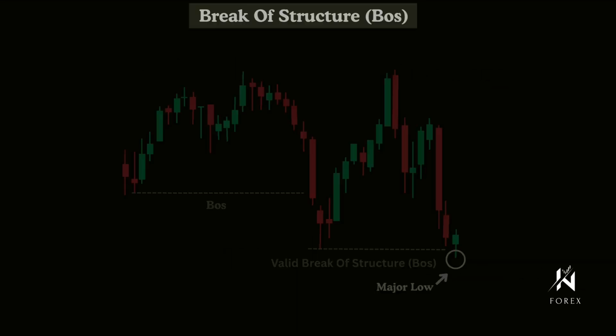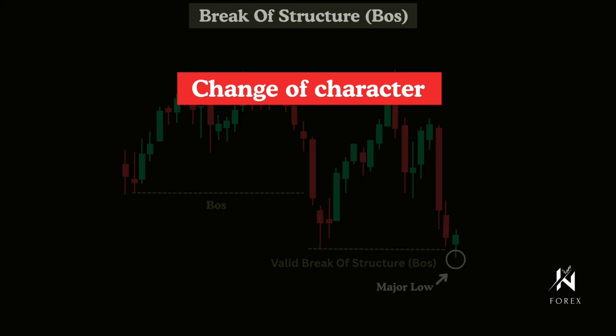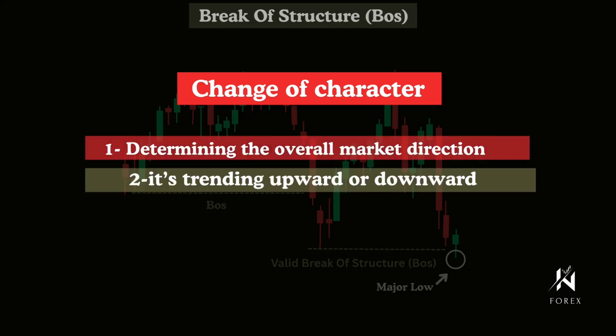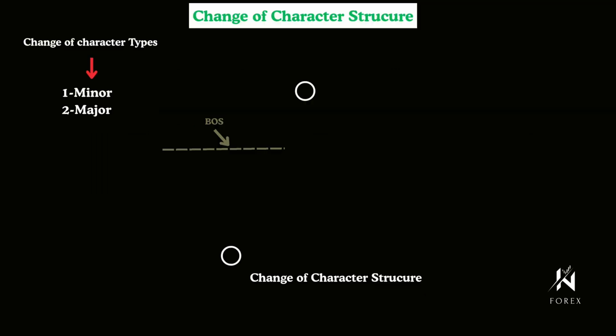Let's now explore another critical component of market structure, the change of character, CHOCH. To accurately identify a valid change of character, the first step is determining the overall market direction, whether it's trending upward or downward. Once the trend is established, the next step is to mark valid breaks of structure, BOS, on your chart. Up triangle, bullish scenario breakdown.